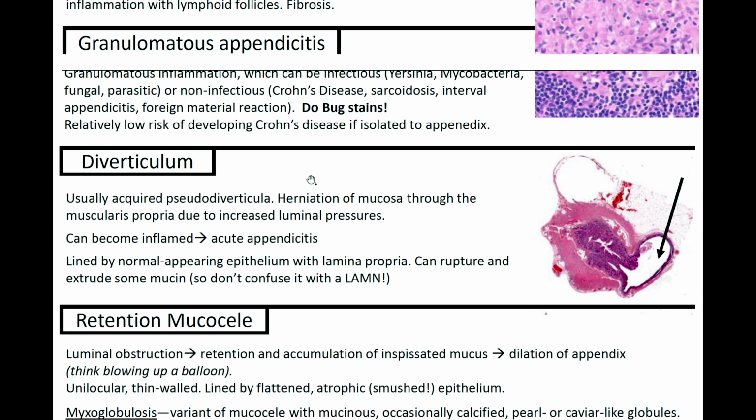Lastly, on this page, you can have a retention mucocele. This is when you have a luminal obstruction leading to retention and accumulation of inspissated mucus, which leads to dilation of the appendix. Think blowing up a balloon. And then it's unilocular, thin-walled, lined by flattened, atrophic, or smushed epithelium. And you can have myxoglobulosis, which is a variant of a mucocele, with mucinous, occasionally calcified pearl or caviar-like globules.